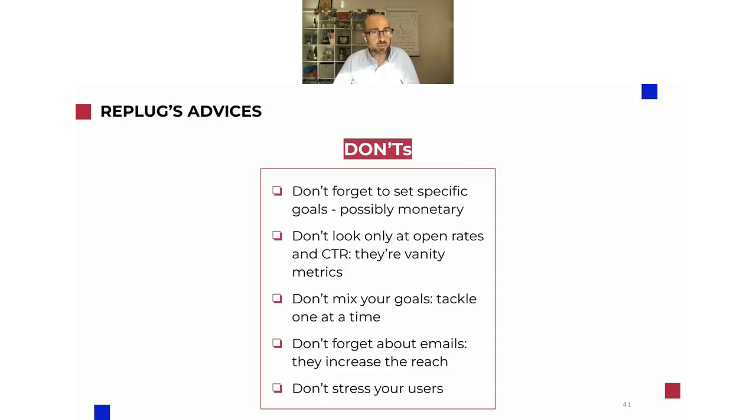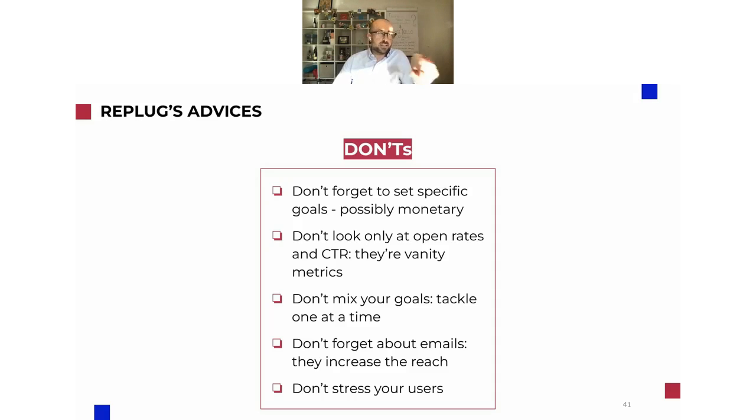And still, for the CRM campaigns, we shouldn't look only at the open rates and click rates, because those are vanity metrics. It's nice if people click on your push notification, but it's nicer if then they convert. We shouldn't also mix the goals. We need to tackle one goal at a time. We need to identify the important events for our app, and then start creating one campaign for each goal.